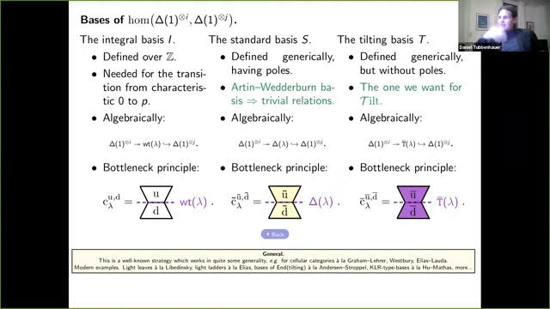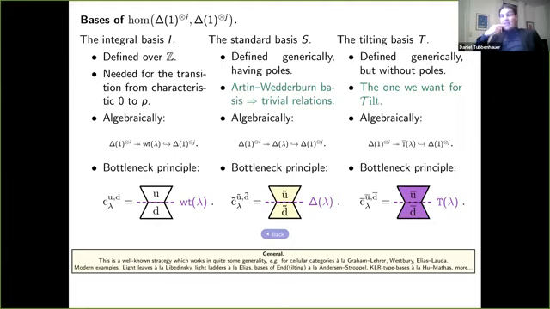It's my integral basis. One of them is this Artin-Wedderburn basis, which is defined generically, but all the idempotents, or all the morphisms, are usually not well defined in characteristic P. They have poles. And one of them is this tilting basis. And they do different things. The integral basis is just integral. It helps you to relate, as I said, categories for different characteristics. The standard basis is this Artin-Wedderburn basis, so the relations between the morphisms are trivial. And the tilting basis is the one you're interested in.